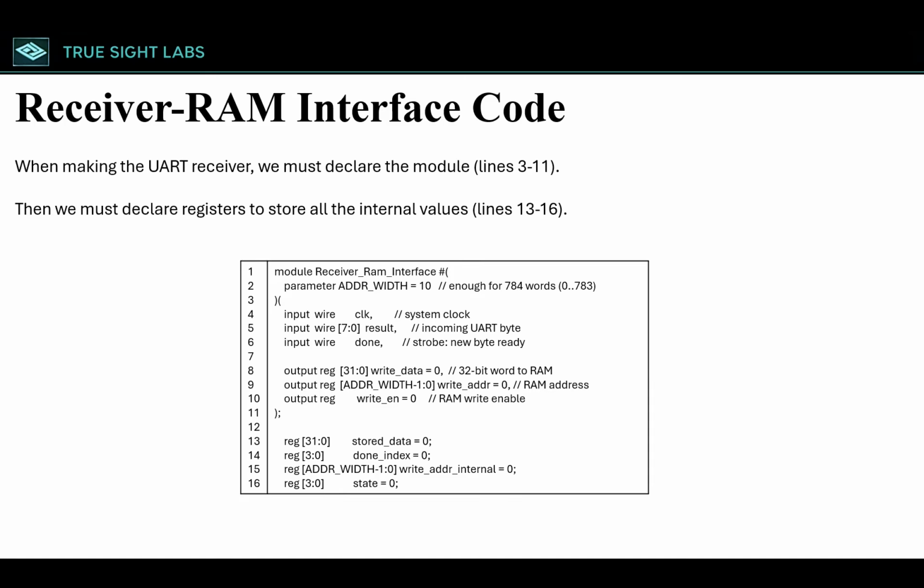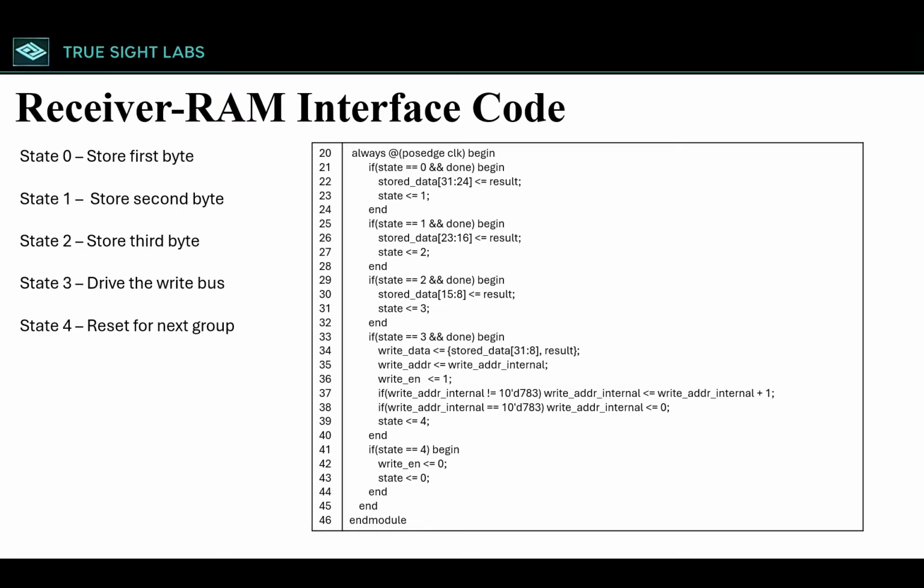When making the receiver RAM interface, we must declare the module as shown on lines 3 to 11. Then we must declare registers to store all of the internal values, as shown on lines 13 to 16. The main logic for the receiver RAM interface is shown below. There are 5 states used to implement it.